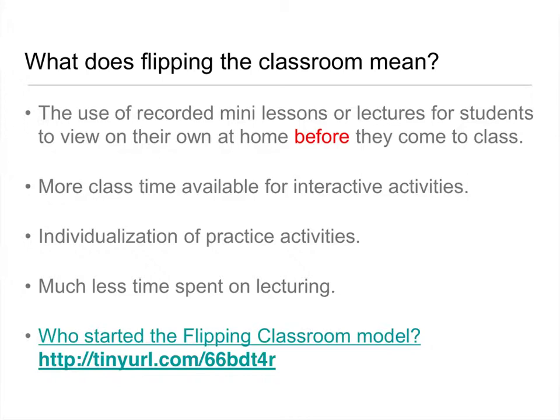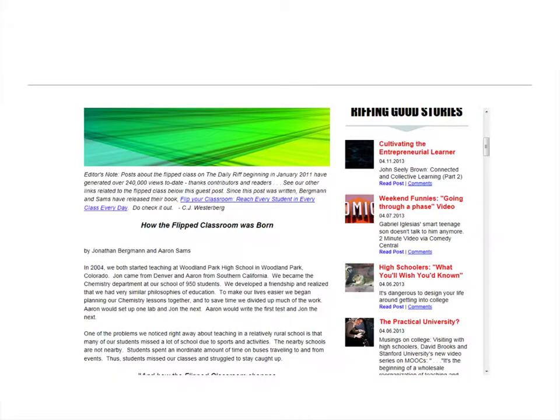Who started the flipping classroom model? There were two chemistry teachers in Colorado, and they came up with this plan in 2006. They wrote a book called Flip Your Classroom, Reach Every Student in Every Class Every Day.